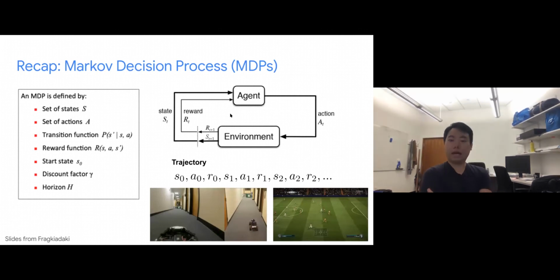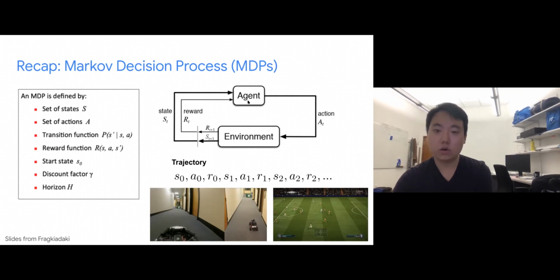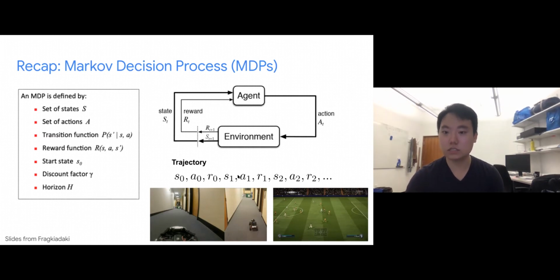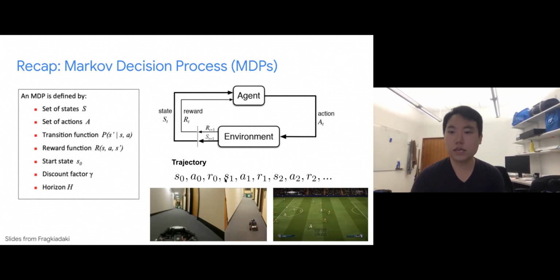So just a quick recap. Last week, we looked at the reinforcement learning problem. We looked at an agent who is situated in some environment, and this agent continuously starts in some state, takes actions, observes rewards, and goes to next states within this environment. This sequence of states, actions, and rewards is known as its trajectory.